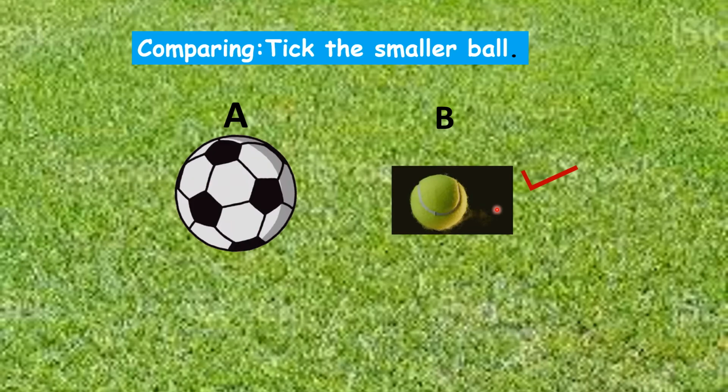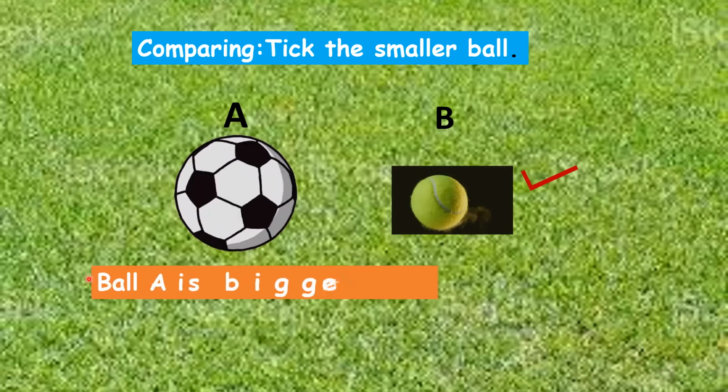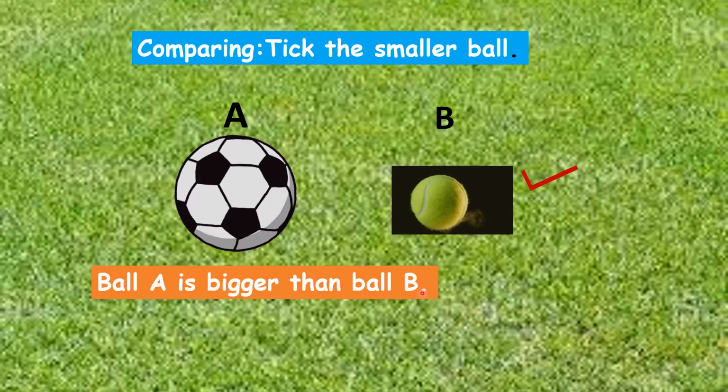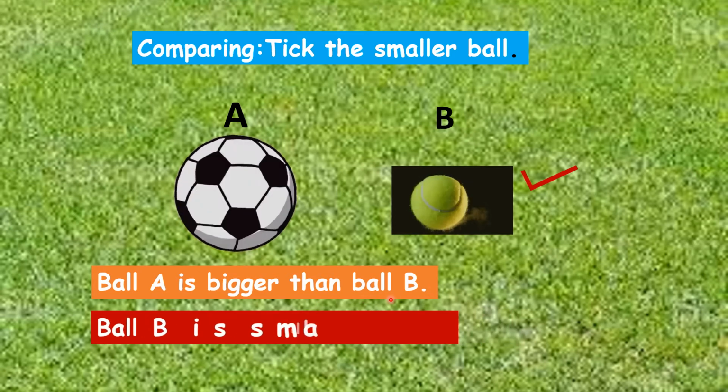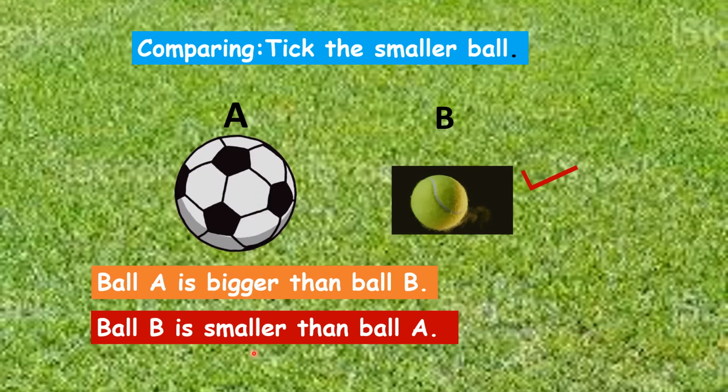Ball B is smaller than ball A. So you will write in this way. Ball A is bigger than ball B and ball B is smaller than ball A. So keep remembering these spellings, bigger and smaller.